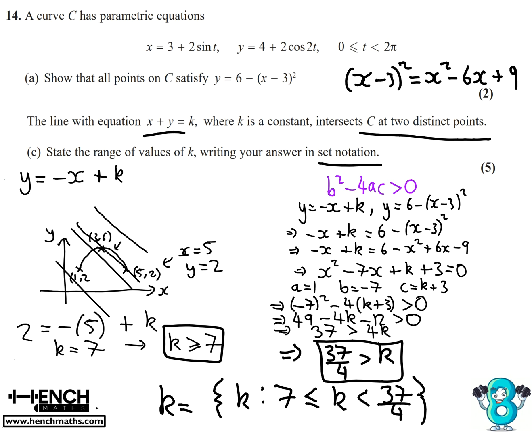So that's another 10 marks on question 14. I think that's probably the trickiest question on the paper, that one.